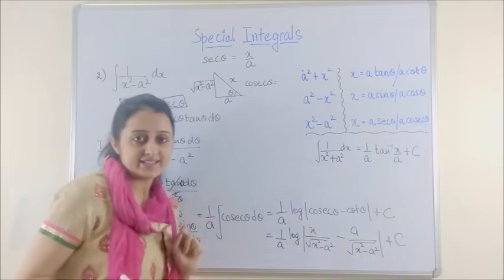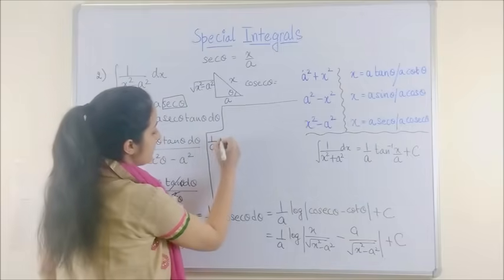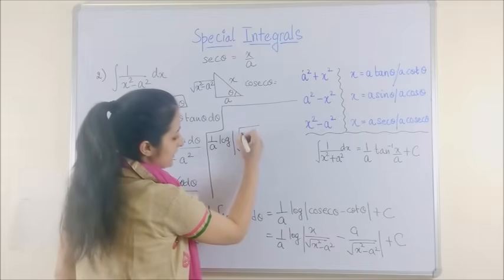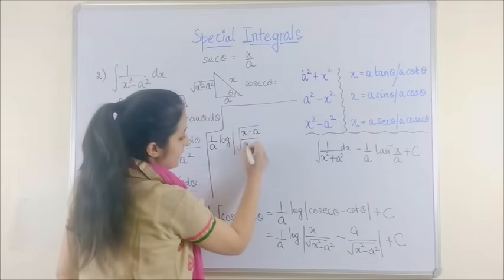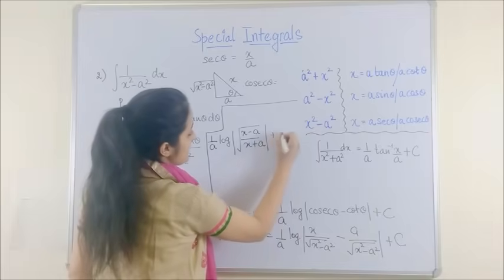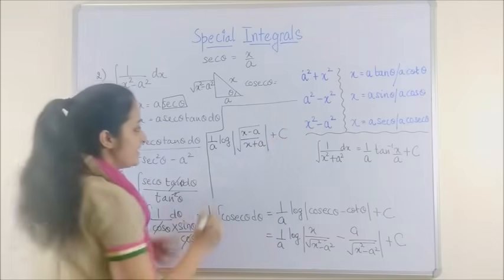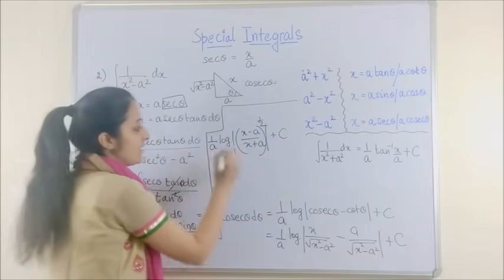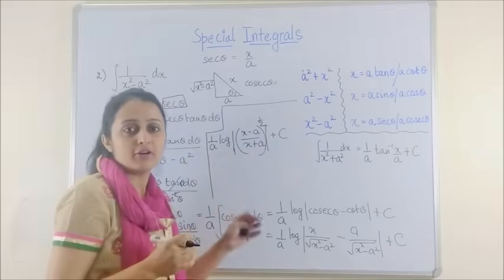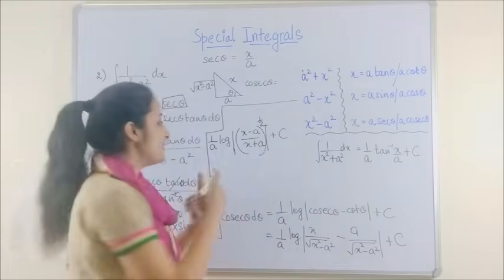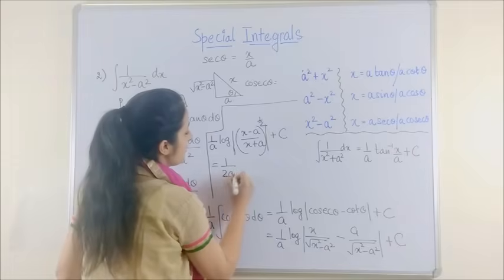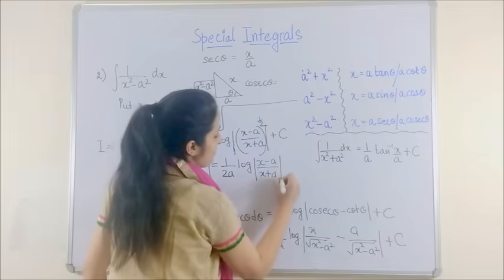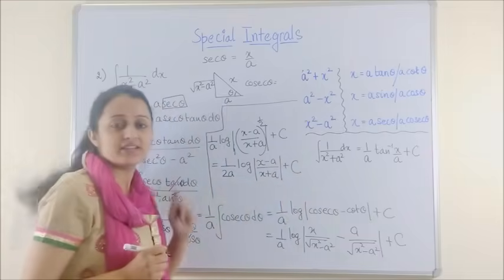Now taking the LCM, we further get 1 over a log of under root of, we'll be left with x minus a upon x plus a plus c. Now here it's very simple. This square root could also be written as raised to power half, and as per the property log x raised to power n is n log x. So this becomes 1 upon 2a log mod x minus a upon x plus a plus c. This is the required answer.